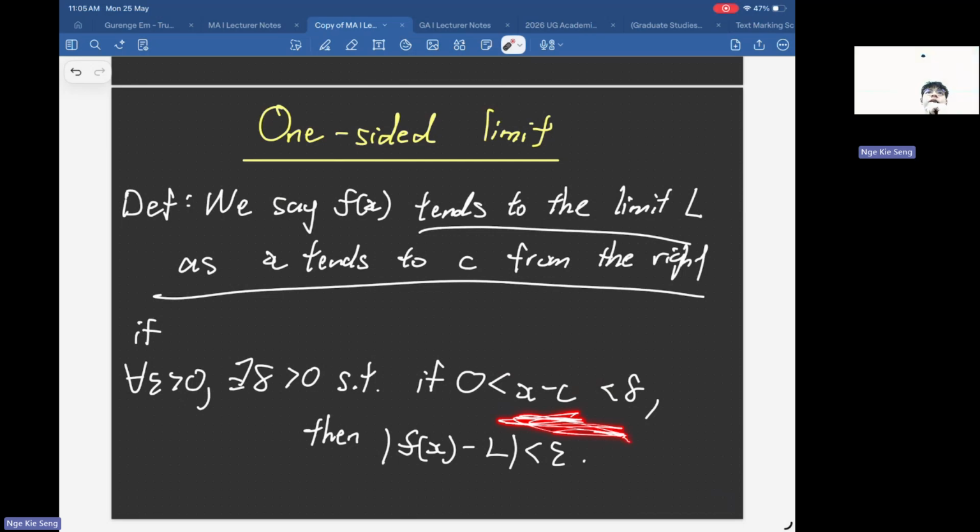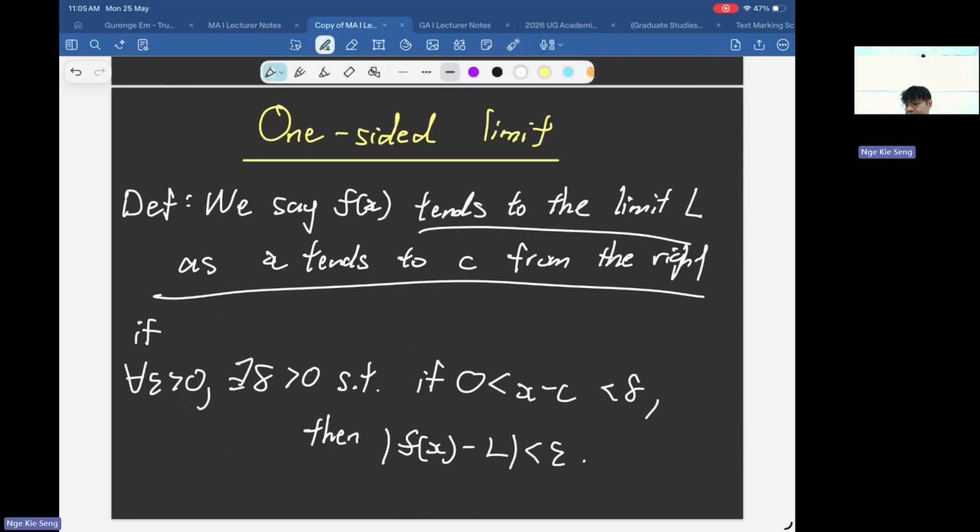The points on the right-hand side. x minus C greater than 0 means what? So x should be greater than C, so it's on the right-hand side. So if it's the left-hand side, then what should you do?